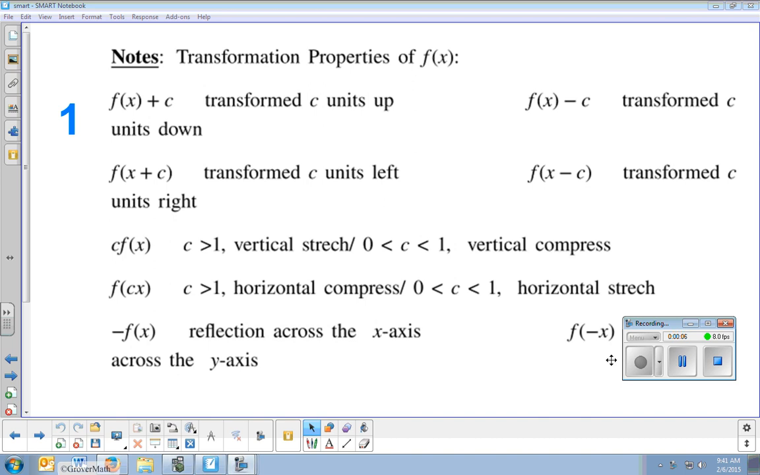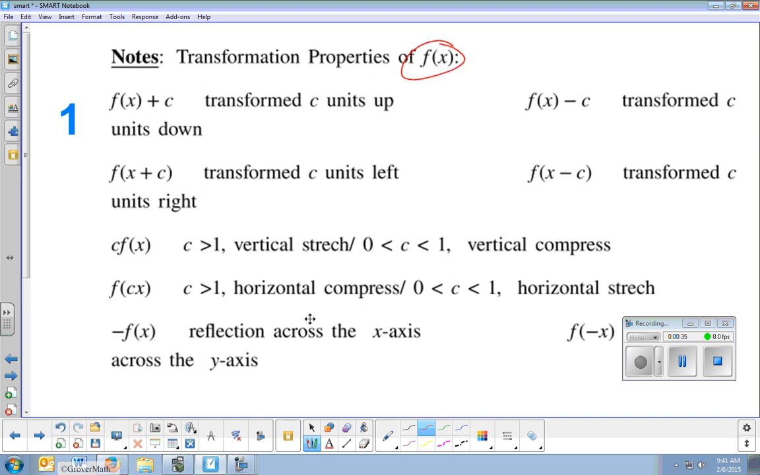Transformations are actually something we've discussed previously in Algebra 2 trigonometry, but not to this extent. So all of this you've actually seen before. Maybe you don't remember it. Like I said, we didn't talk about it a lot, but we briefly touched it a little bit in Algebra 2. But you'll see more of it now in pre-calculus and pre-college math. So these are the transformation properties of f of x.